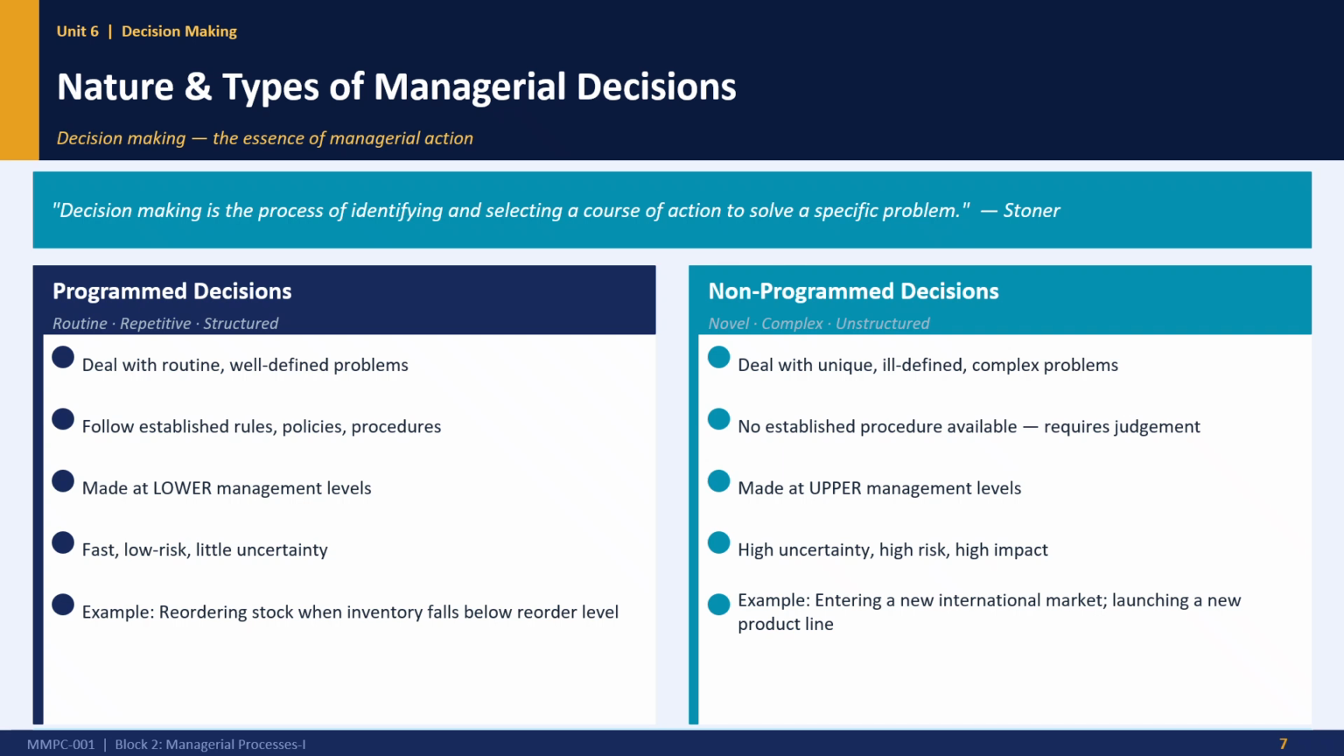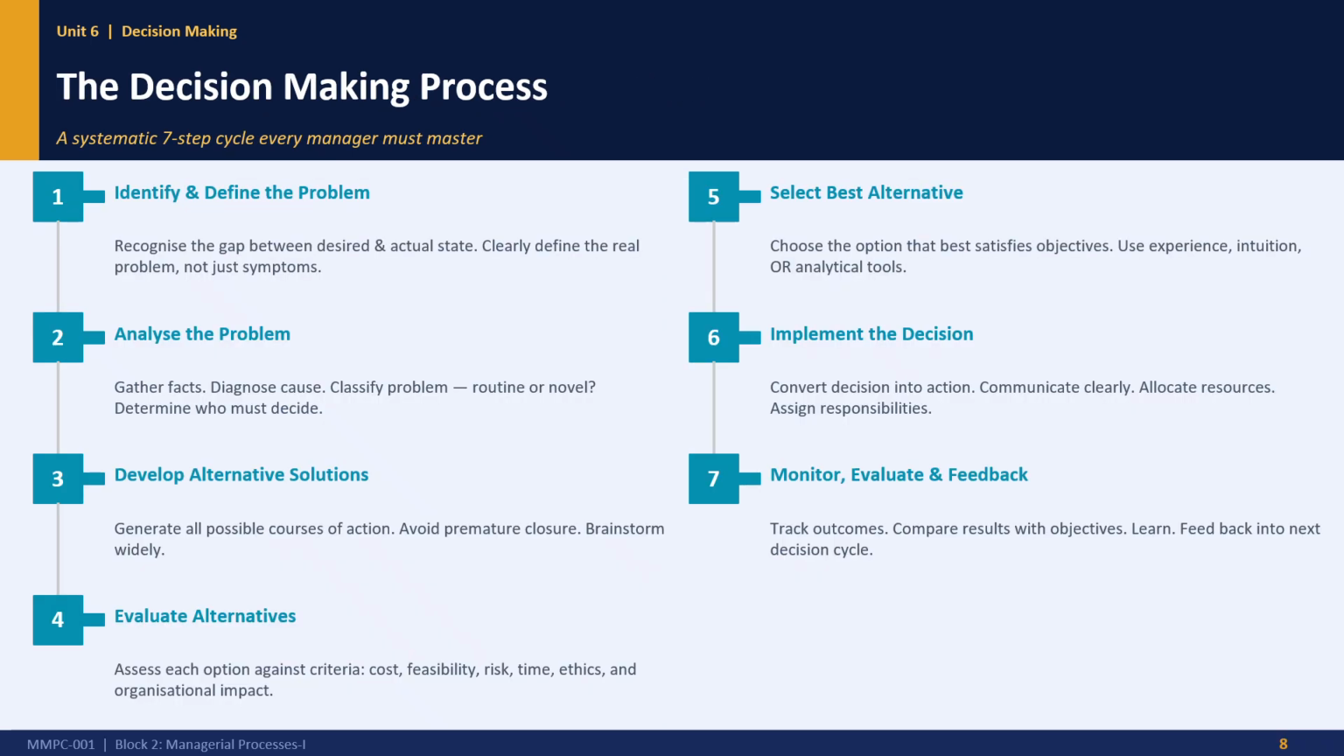For example, reordering inventory is a program decision, whereas entering a new international market is a non-program decision. The decision-making process follows a logical sequence. It starts with identifying and defining the problem clearly. This is followed by analyzing the problem to understand its causes.